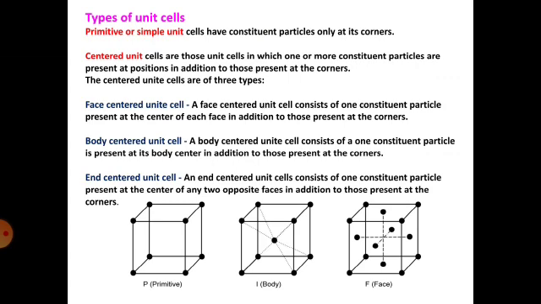Next one, the types of unit cell. Unit cells are broadly classified into two types. The first one is primitive or simple unit cell and the second one is centered unit cell. Let us try to understand one by one. Primitive or simple unit cell. The unit cell in which the constituent particles are present only at the corner positions is called primitive unit cell.